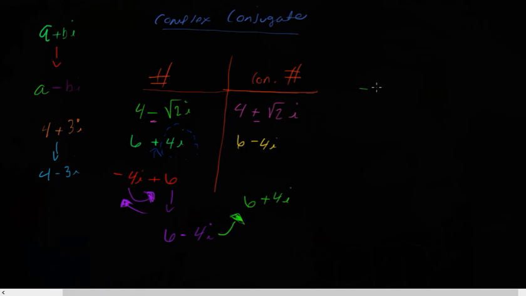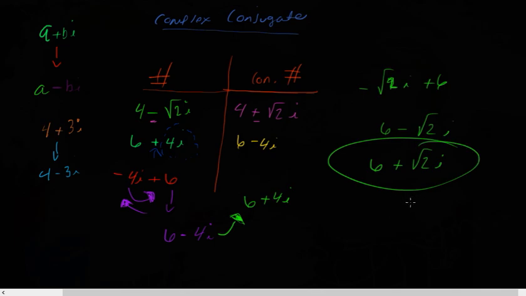Let's do one more example of finding a complex conjugate. If we have minus root 2i plus 6, well, we have to put it in complex form. So it'll be 6 minus root 2i. Then we change the sign of this imaginary part, which will be 6 plus root 2i. And that would be the complex conjugate.